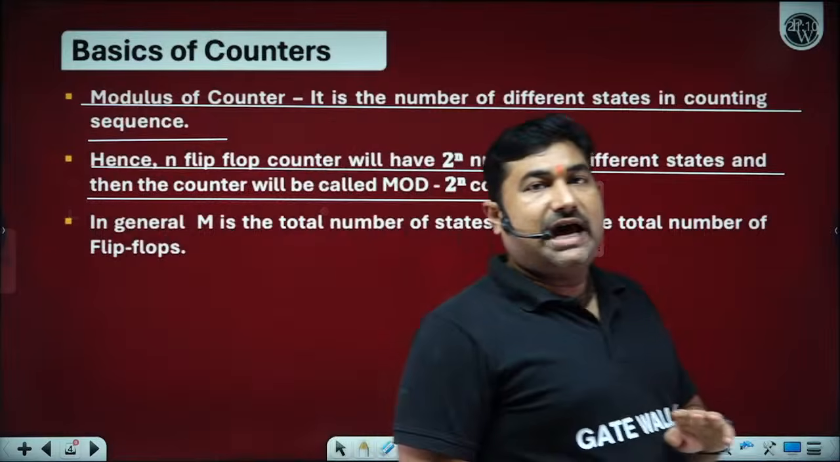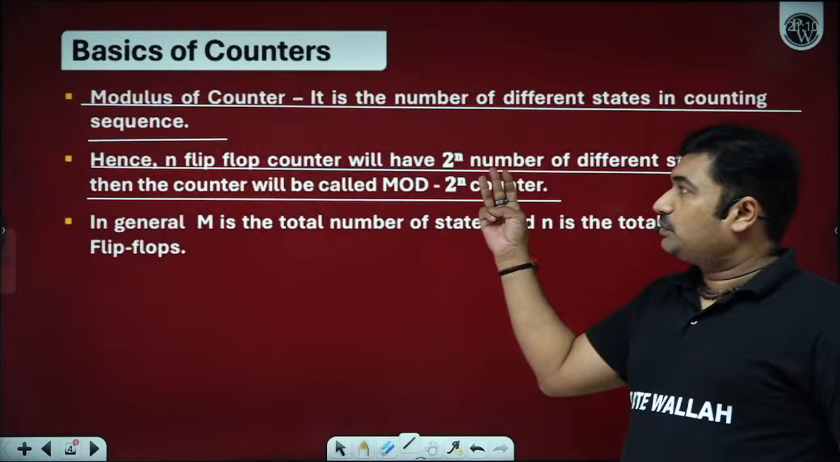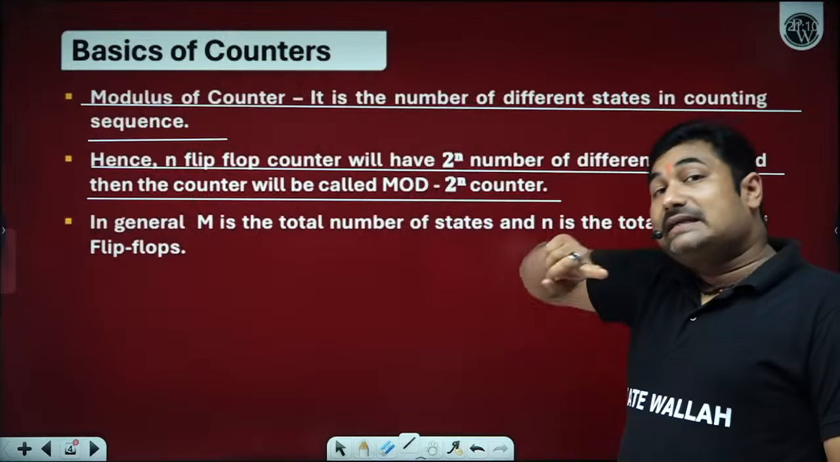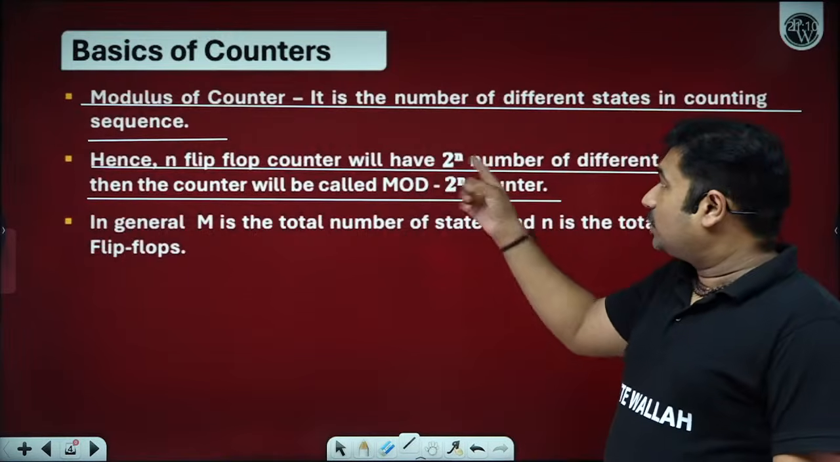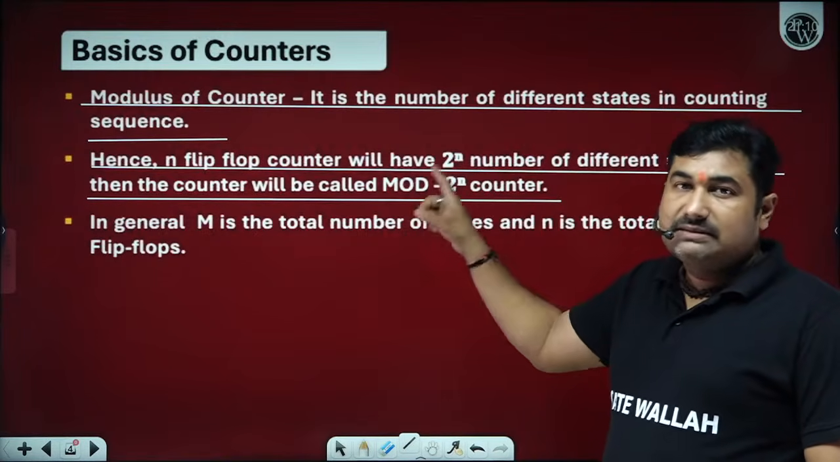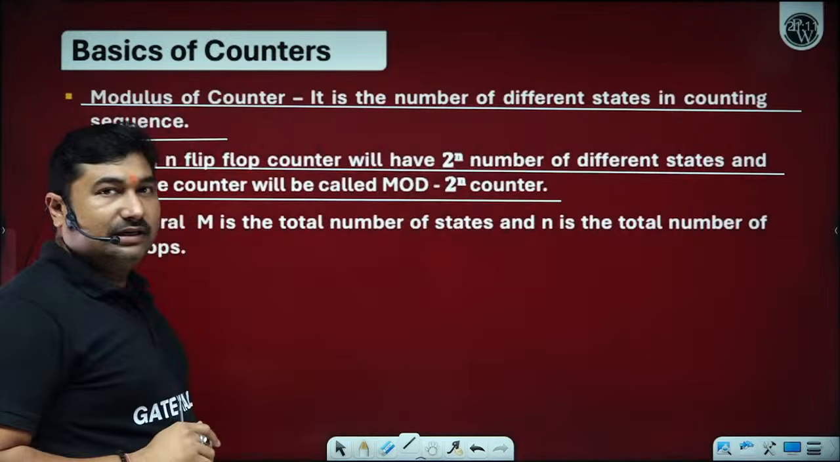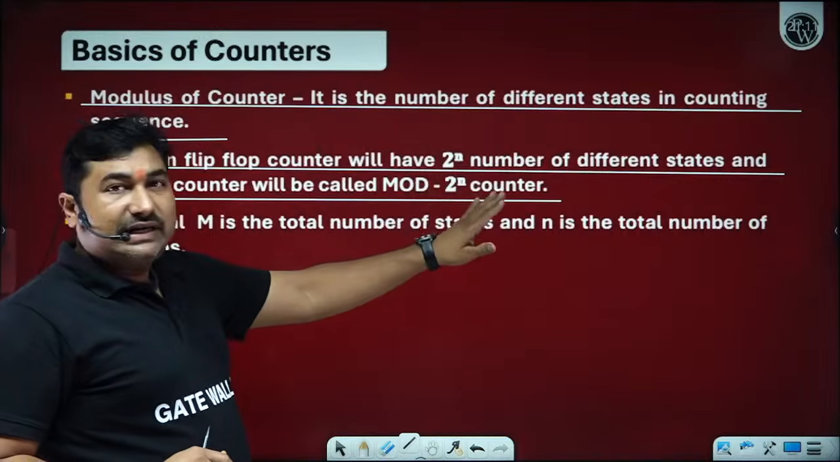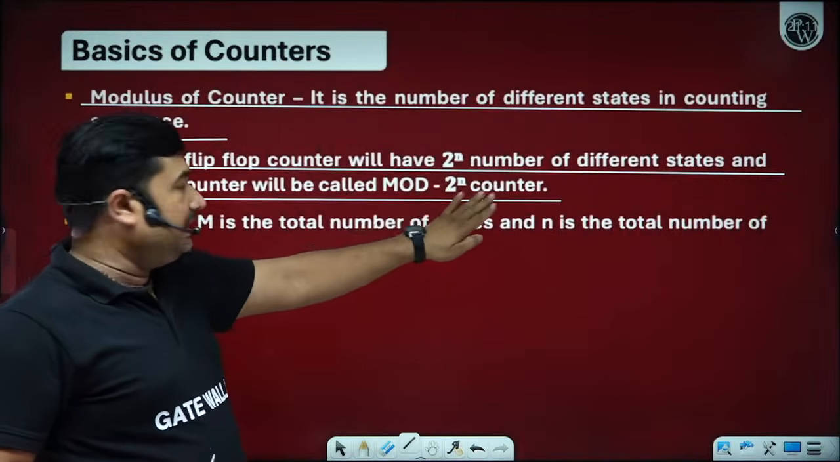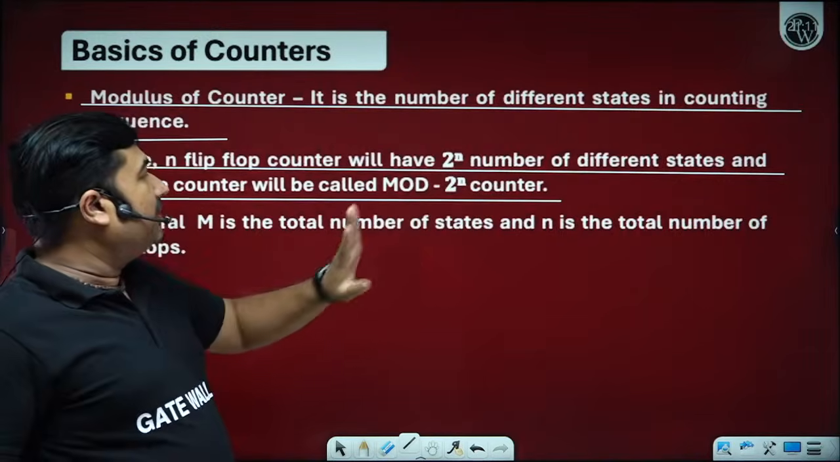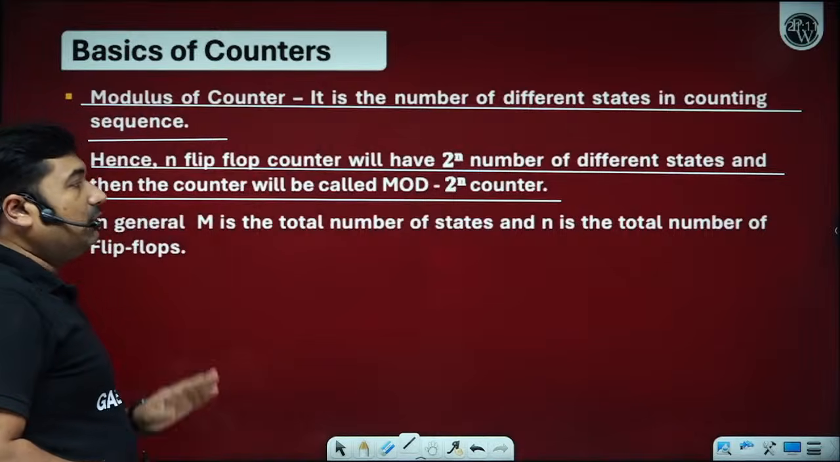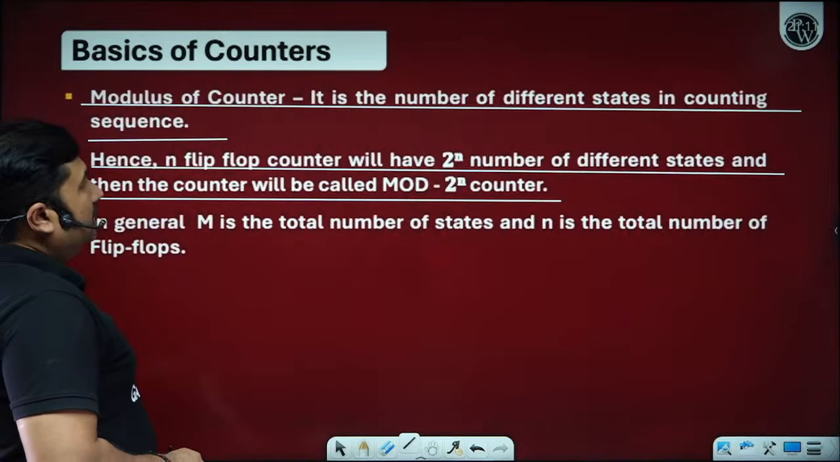Let us suppose we have 3 flip flops. So the maximum possible states are 2 to the power n, which means 2 to the power 3. If the number of different states is 2 to the power 3, then the counter will be called a mod 8 counter, that is 2 to the power 3. Is it okay?